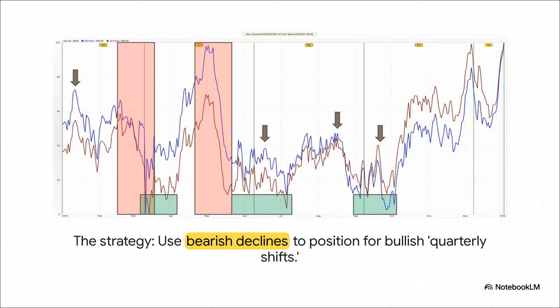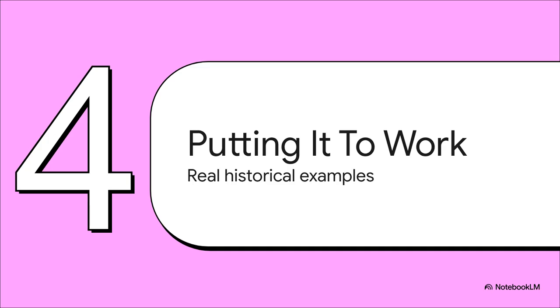This is what ICT calls a quarterly shift, a massive turn in the market that can give you a trend for months. Okay, it sounds great in theory, but does it actually work in the real world? Well, let's see. Section 4, putting the map to work. We're going to look at some real charts now.